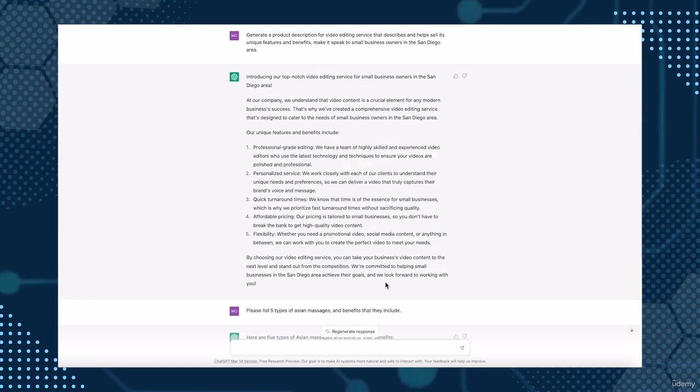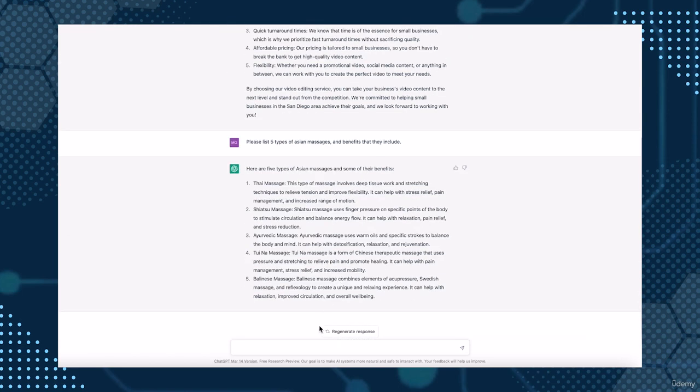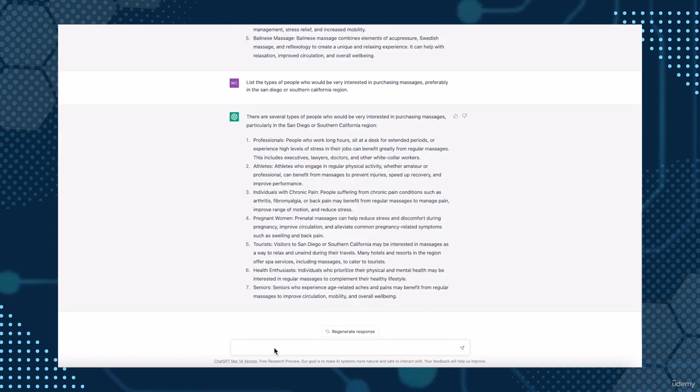Now, if you want to be even more in depth, you can make the targeted part, like the demographic that you're targeting, even more spot on. So we could ask ChatGPT, for example, to list the types of people who would be very interested in purchasing massages, preferably in the San Diego area or Southern California region. Okay, now we have a list of potential people that would be interested in the massage services.